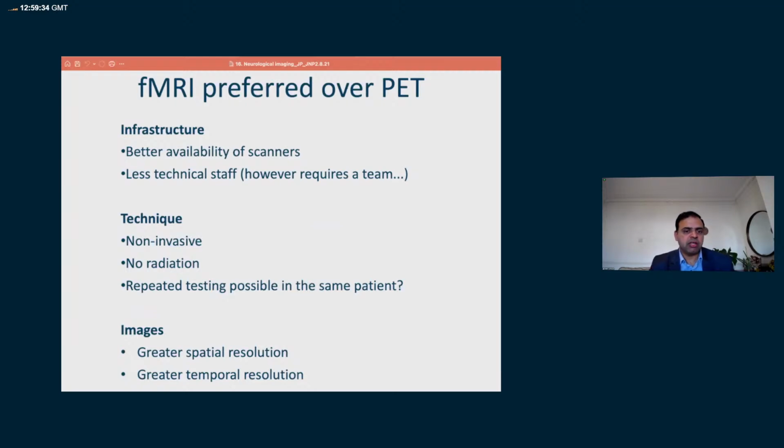Now, nowadays, those of you who follow CNS imaging will realize that the preference is actually for functional MRI, and this is for several reasons. One is that there is better infrastructure, so there's more availability of MRI scanners than PET scanners. Less technical staff are required, though you do require a competent team for both. If you look at the technique, fMRI is far less invasive and doesn't involve radiation. And the images from an fMRI have greater spatial resolution as well as temporal resolution.